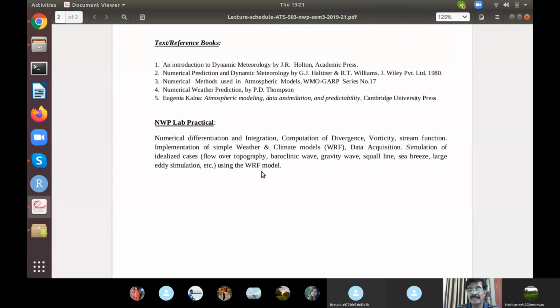Before you run the real case by the WRF model, it is good to learn the idealized cases, because this will give you a lot of insight into the problem, and also make you learn the basics, the fundamentals of NWP. So these are the practicals which I hope you will learn as much as you can during the semester.